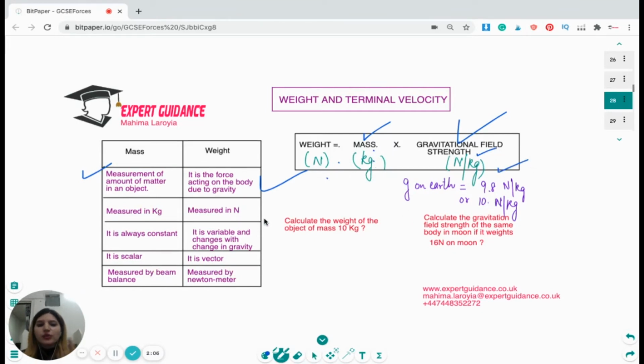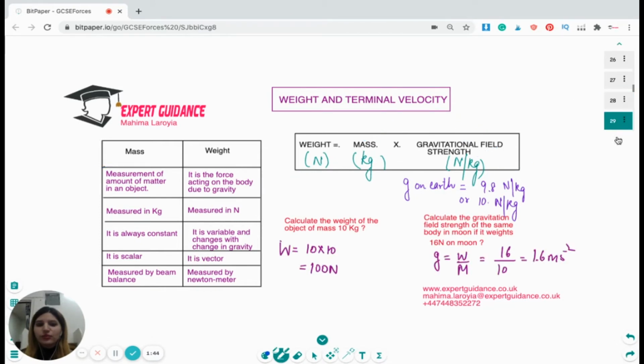All right, so now let's take an example. You have to calculate the weight of an object of mass 10 kgs. Remember, on the Earth, if they don't give it in the exam, you can use either of the values, 10 or 9.8. If they specify a value, then you will use that value. Then calculate the gravitational field strength on the Moon for the same body if it weighs 16 newtons. Try out this question, pause and come back.